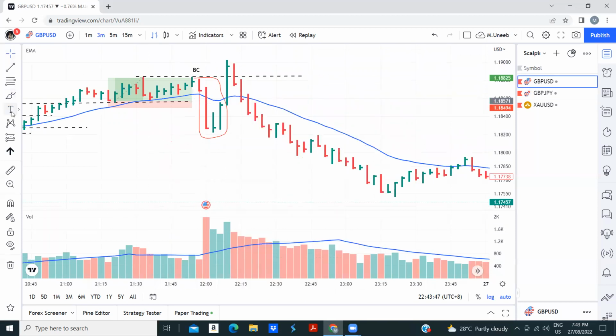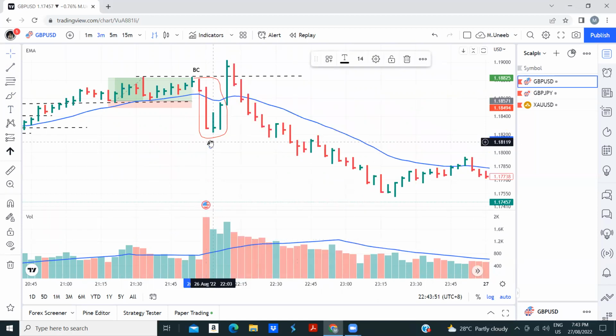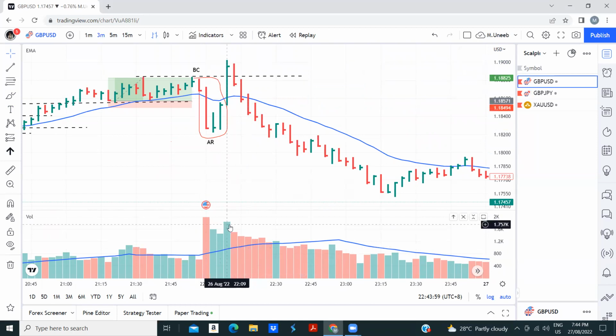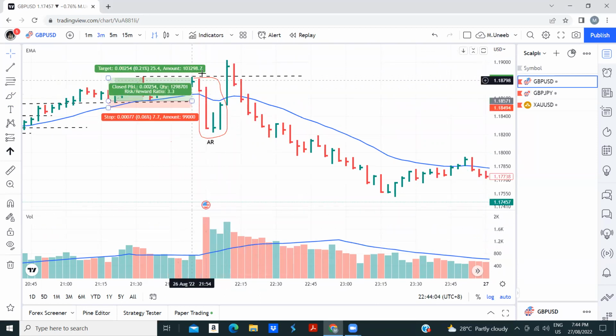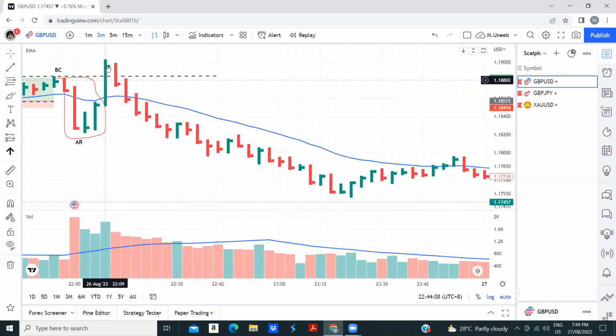Right? This becomes what? AR. The price did what? Price goes back, makes another attempt. Okay. High volume bar again, lower than this bar, of course. Lower than this bar. Okay. Lower than this bar. Price breaks again. Okay. All right. Price breaks again.